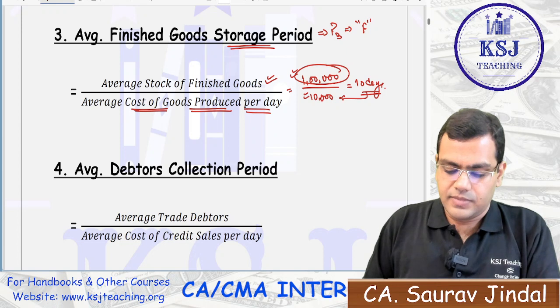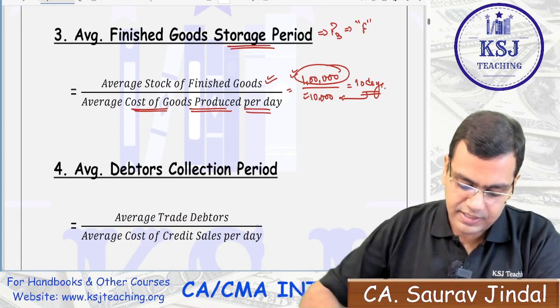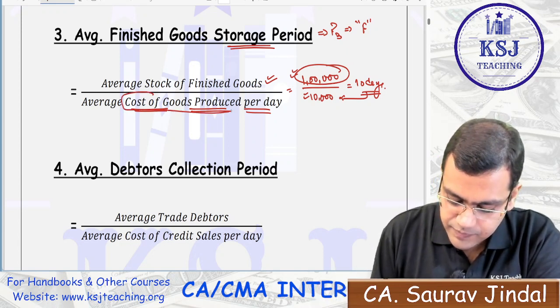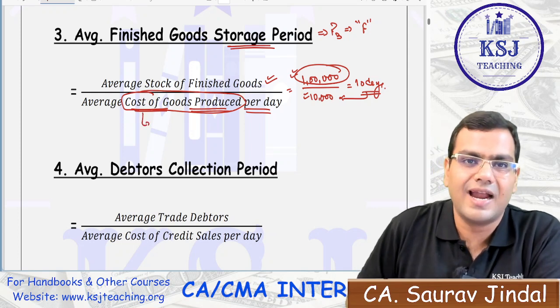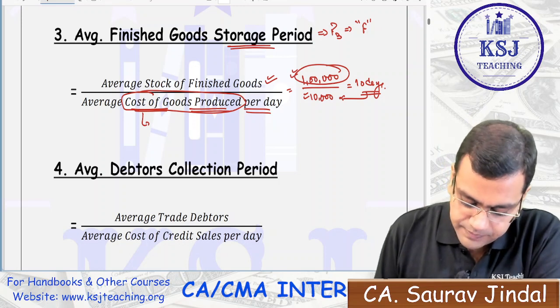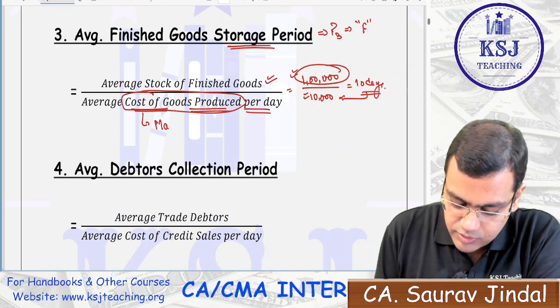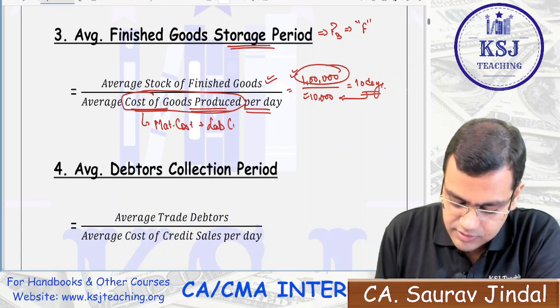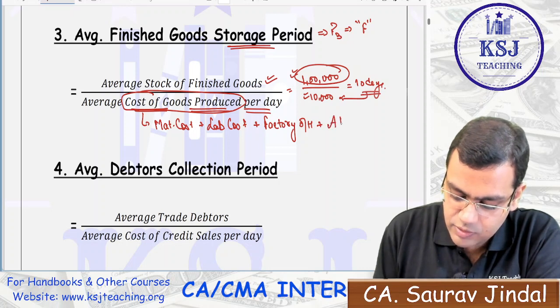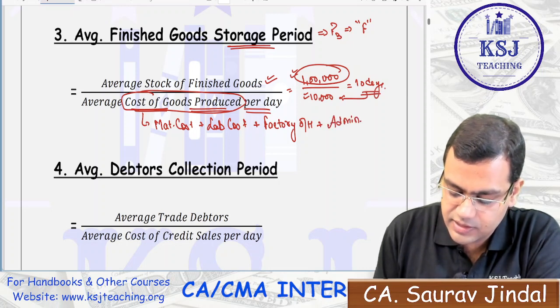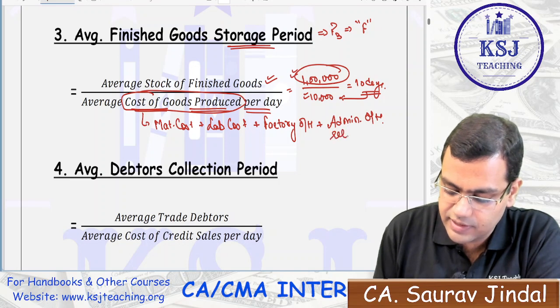Clear, sir? Any doubts? Now here one thing, cost of goods produced, right? What does it include? Cost of goods produced will include the material cost plus the labor cost, plus the factory overheads, plus you also include admin overheads.